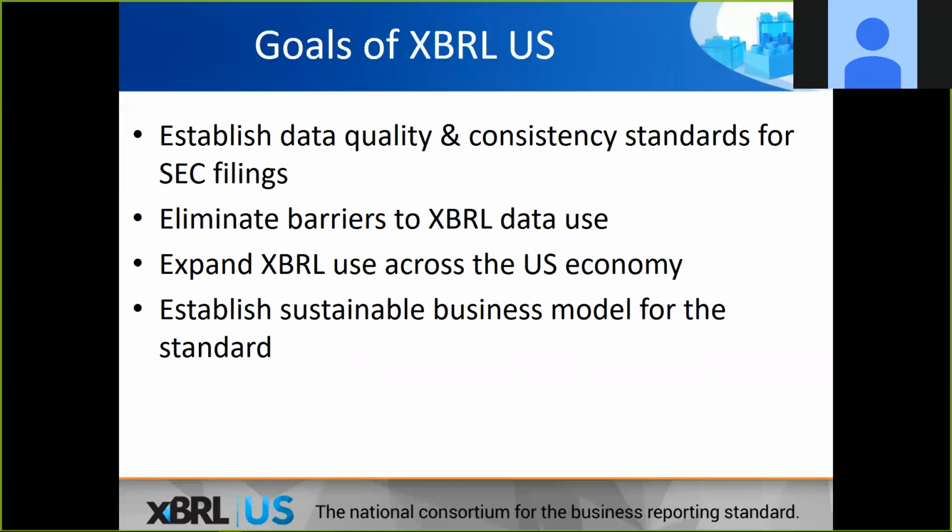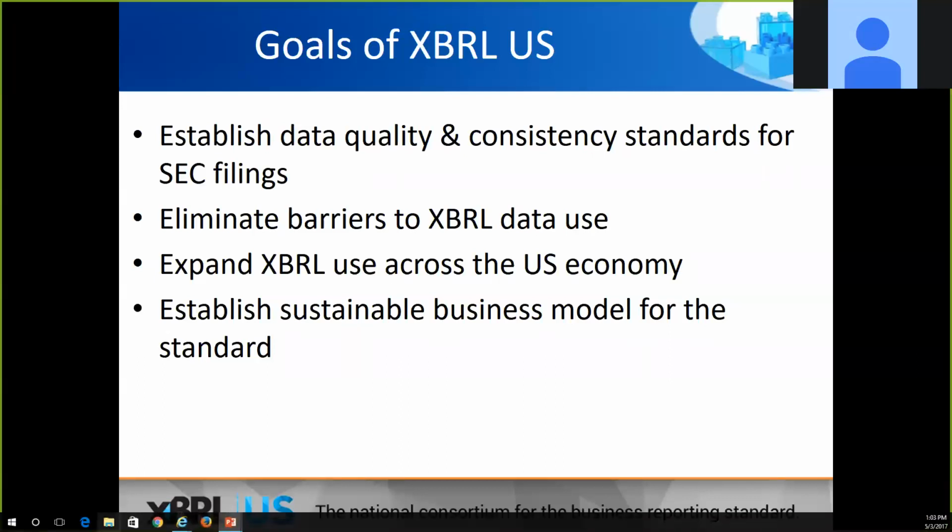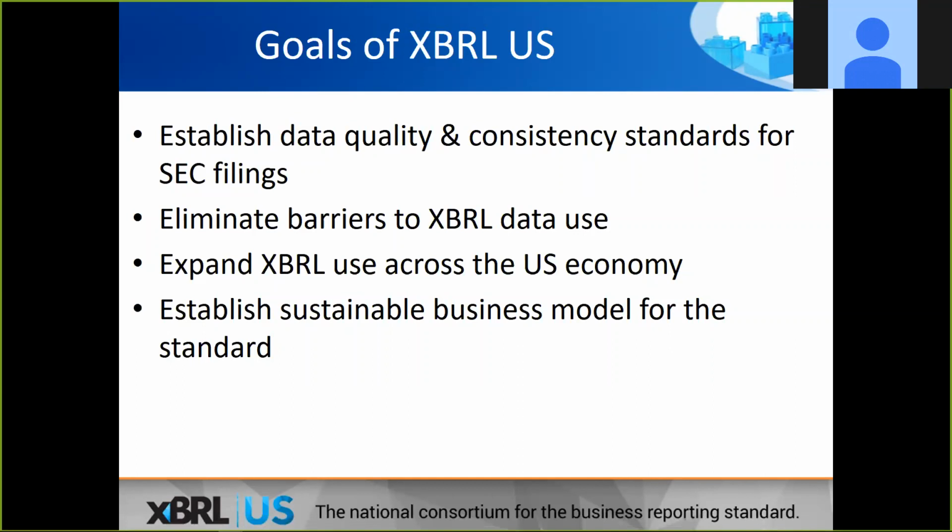XBRL US itself has established a number of goals which fit into this. First is to establish data quality and consistency standards for SEC filings, but then for all filings as well. Eliminate barriers to XBRL data use, expand XBRL use across the entire US economy, and establish a sustainable business model for the development of these standards. On that, one of the things in terms of establishing data quality that is really critical, and a lot of that starts with having a very good design and making the taxonomy that's being used very clear and easy for users of that taxonomy to understand.